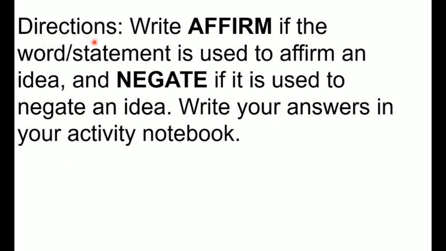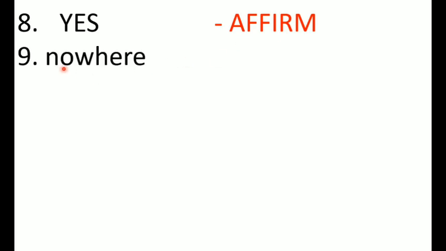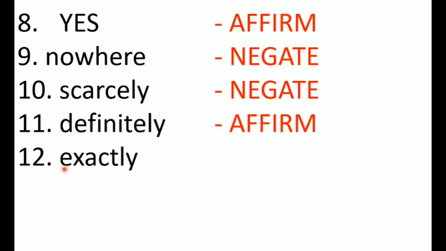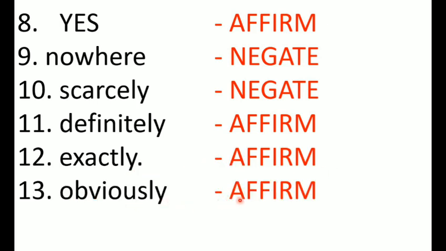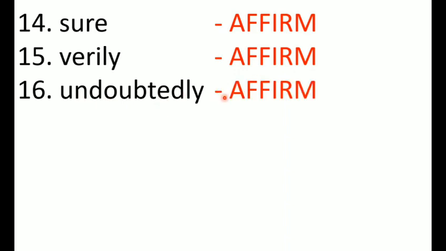Now, here's another activity. Directions. Write affirm if the word or statement is used to affirm an idea, and negate if it is used to negate an idea. You are going to write your answers in your activity notebook. Number 1, absolutely. This is affirm. Truly, affirm. No, negate. Hardly, negate. Really, affirm. Surely, affirm. Contradictorily, negate. Yes, affirm. Nowhere, negate. Scarcely, negate. Definitely, affirm. Exactly, affirm. Obviously, affirm. Sure, affirm. Verily, affirm. Undoubtedly, affirm.